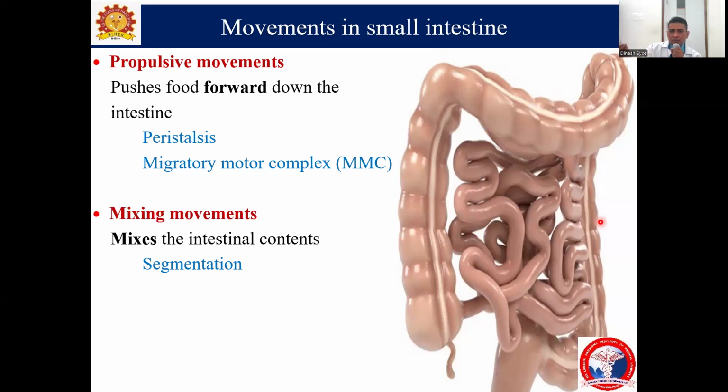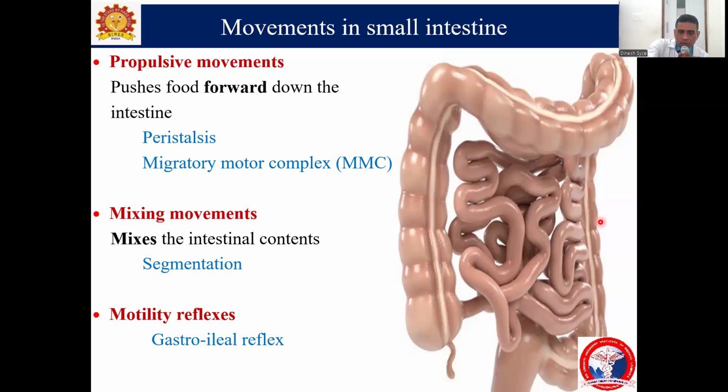Peristalsis and migratory motor complexes, which are propulsive movements, segmentation, which is a mixing. In addition to this, we're going to just quickly, briefly mention in passing a GI reflex involved with the small intestine, and this is the gastroileal reflex, a reflex involving the stomach and the ileum. So this is our agenda for this afternoon. Our plate is full, lots of things to discuss.